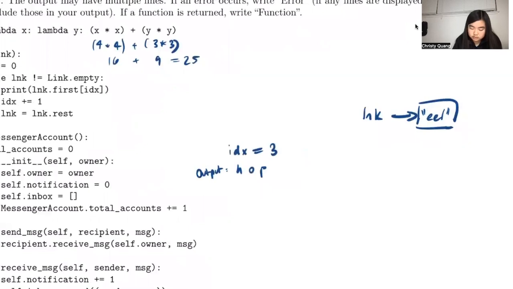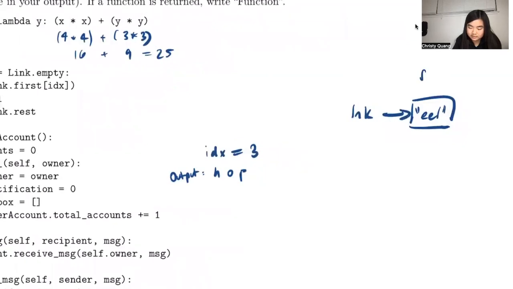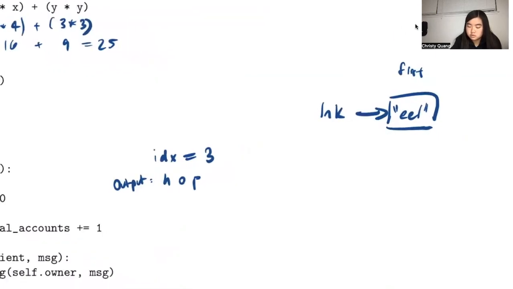Okay, so we check if the link is empty. Still not empty. We print the first item. So now this is first. And it says to print out the character at index 3. So we see that we have positions 0, 1, 2. There's no third position, right? Nothing exists there. Therefore, we would print out error.